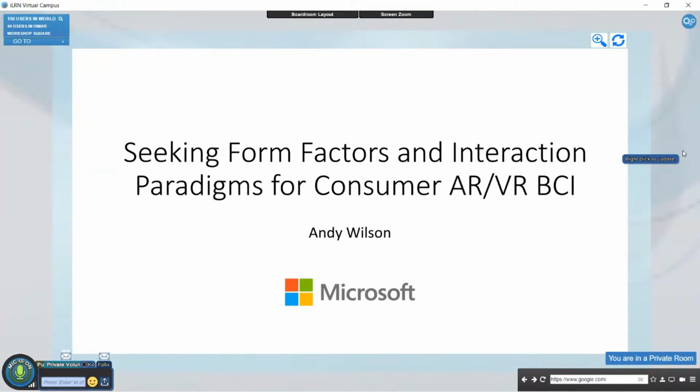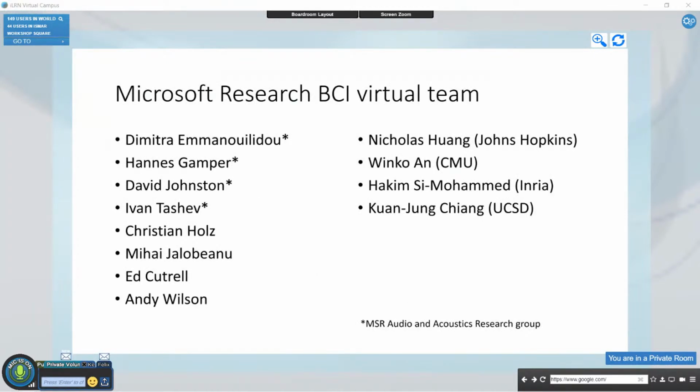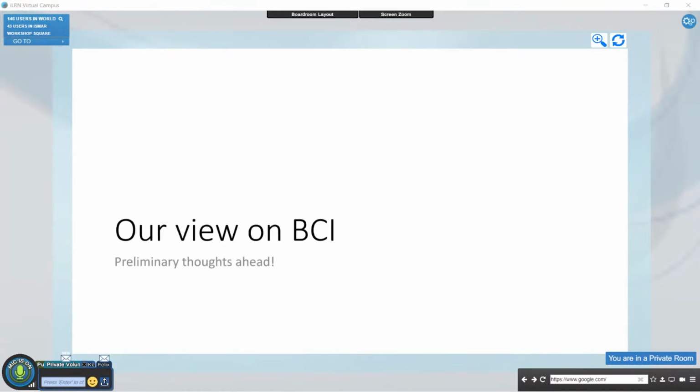So I'm Andy Wilson. I'm at Microsoft Research, and I'd like to talk today about some things that we're doing at MSR to look at consumer applications of BCI for AR and VR. This is really a virtual team. The column on the left are MSR researchers, Microsoft researchers that are looking at this these days. It's kind of a part-time thing. There are no real experts in BCI. Really, the experts are interns, of which Hakim was one 2 summers ago now. So we're bringing in external expertise to teach us how to do research in BCI, and that's been wonderful. So what is our view on BCI?